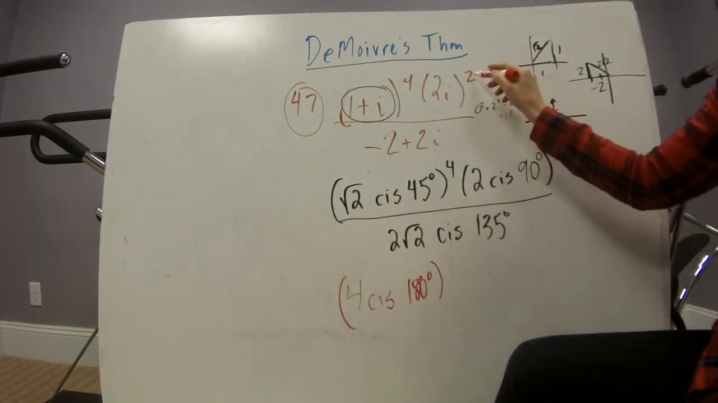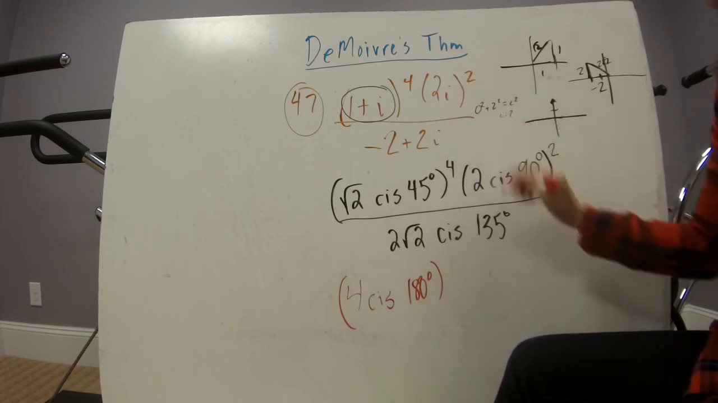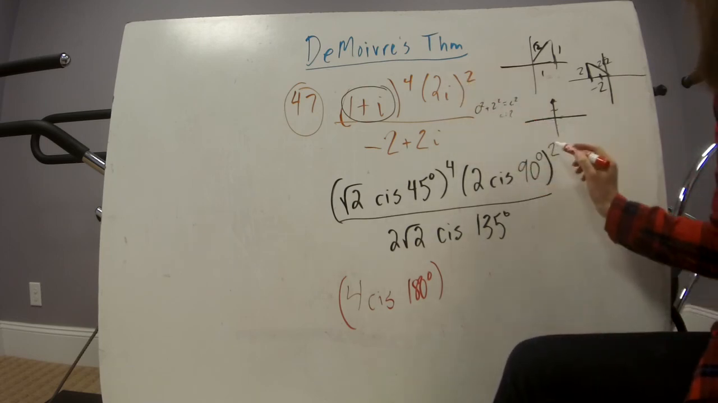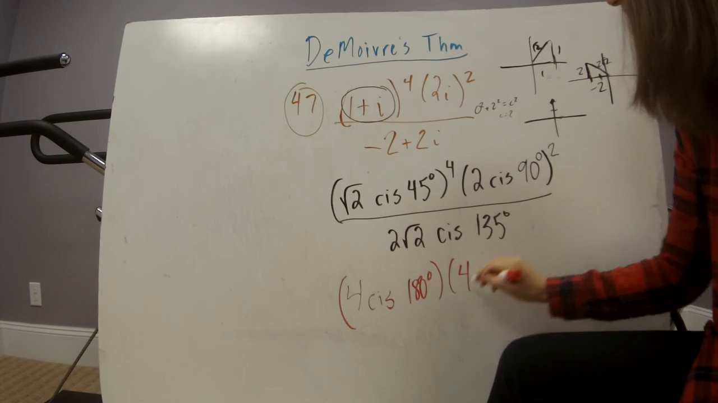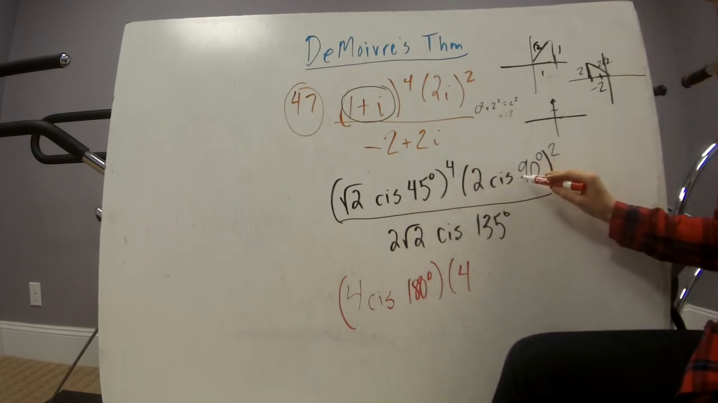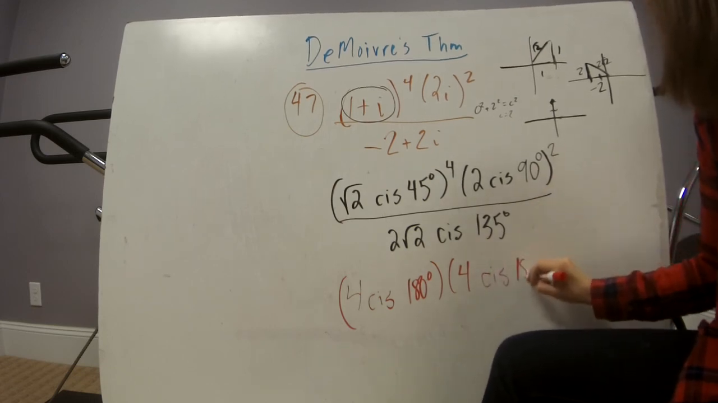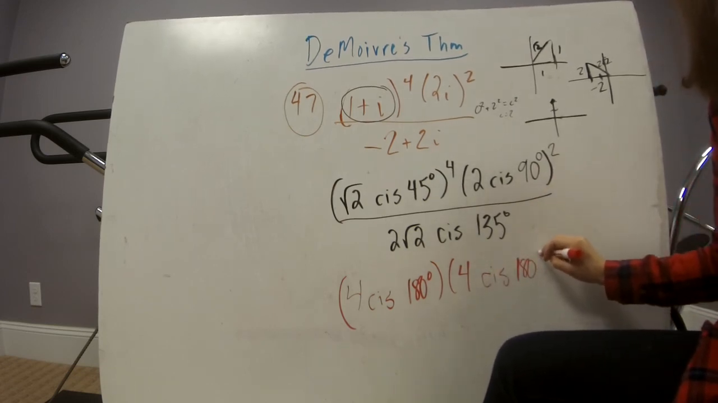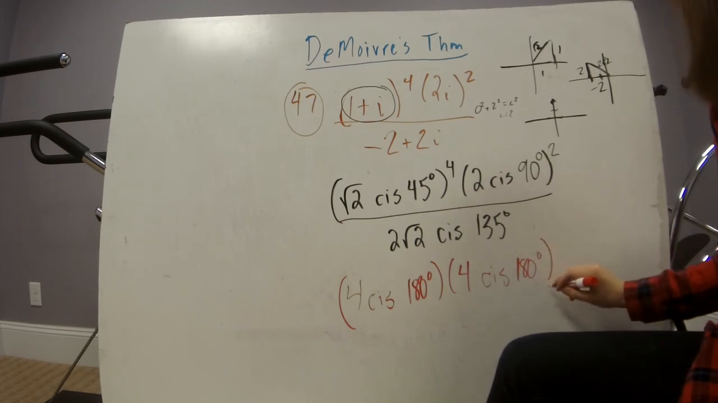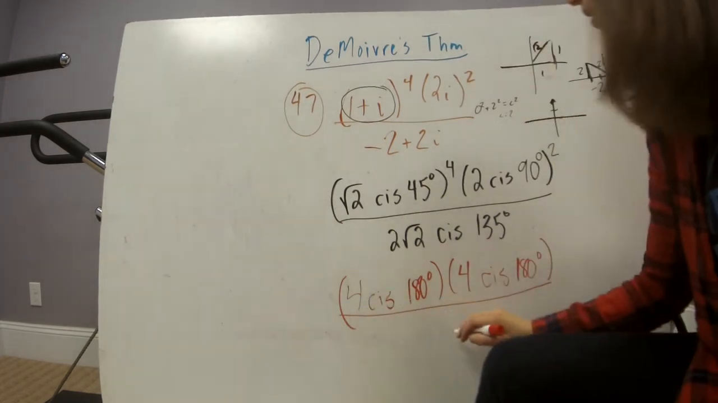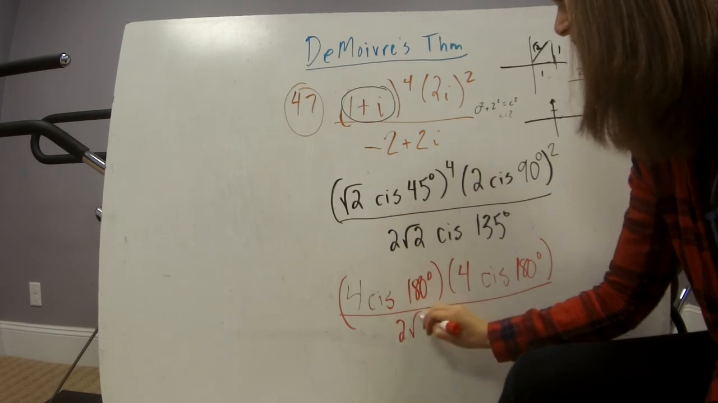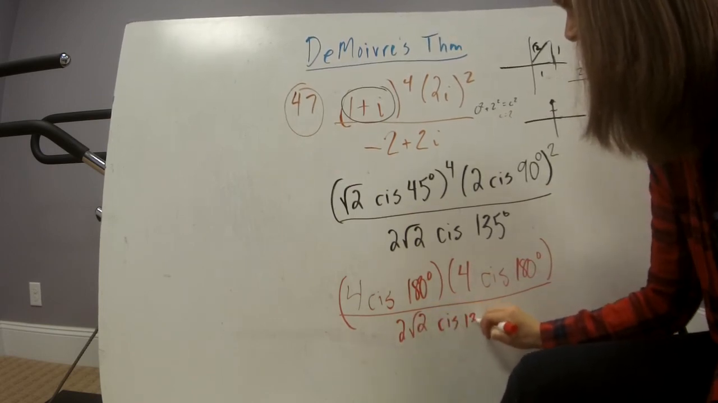And then I got to take these powers here. I did realize that it might have just been easier to square this one because we don't have to FOIL it, but we're just putting them all in cis form. So 2 squared is 4. And then 90 times 2 is 180. So 4 cis 180. Wow, those are identical. That's crazy. And then this is still 2 root 2 cis 135.